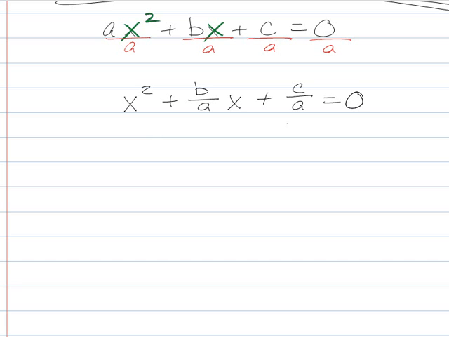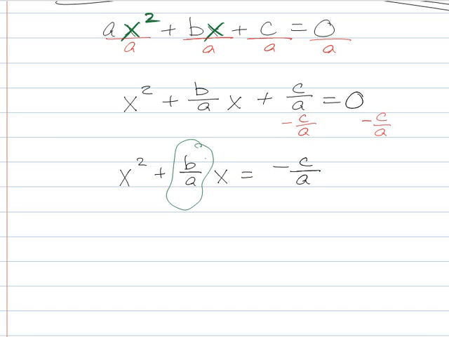Alright, the next thing we did is we got the x's all by themselves on one side of the equation. So we had x squared plus b over a times x equals negative c over a. And again, it's just a lot of algebra. That's all there is to it. Then the next thing we did is we took the coefficient of the x, and we divided it by 2. That's the same thing as multiplying by 1/2.